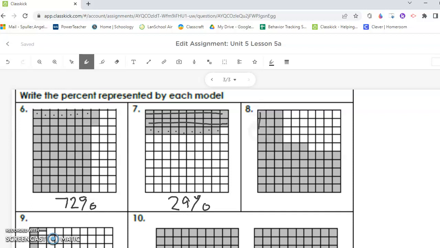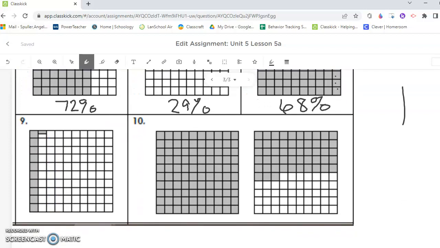Okay, we have 10, 20. Actually, you know what might be easier to do this? This is a crazy one. Let's do it this way. 10, 20, 30, 40, 50, 51, 52, 53, 54, 55, 56, 57, 58, 60, 61, 62, 63, 64, 65, 66, 67, 68. So we have 68%.